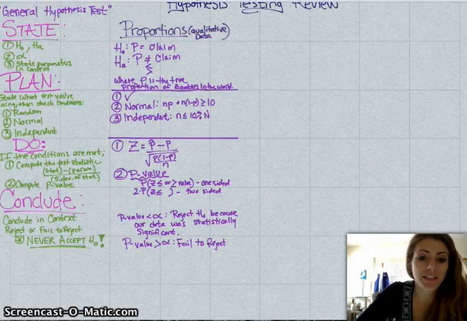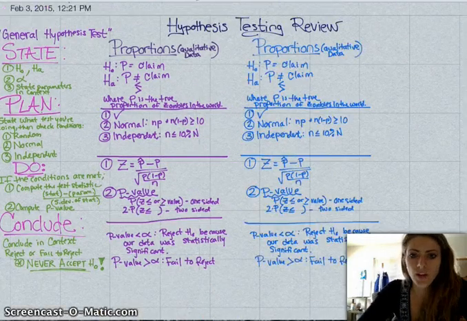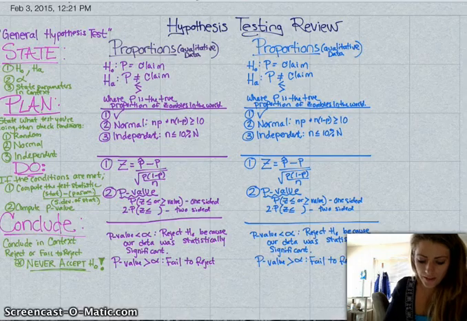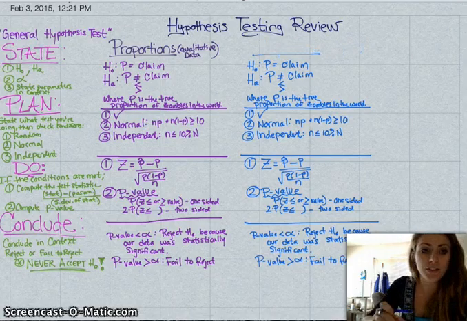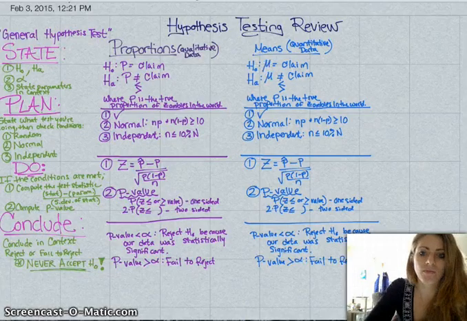Okay, for means, I'm literally going to copy and paste everything from the proportions and then just change what's different. Okay, what's different for means? Well, number 1, it's not proportions anymore. It's means, and it's for quantitative data. Number 2, our null hypothesis is not about a proportion anymore, it's about means.